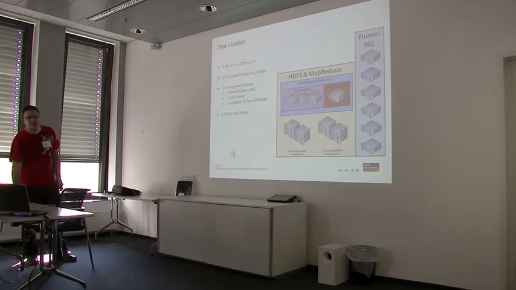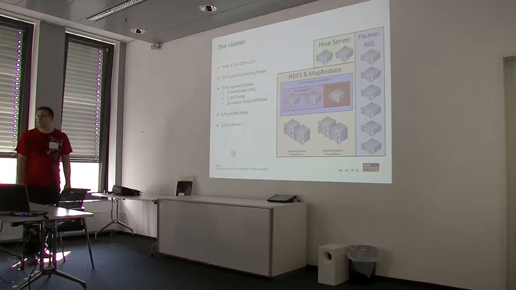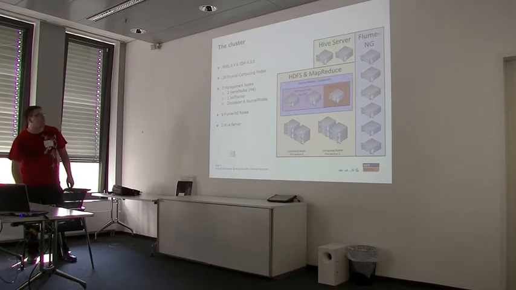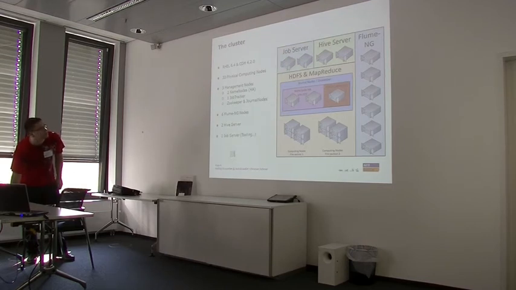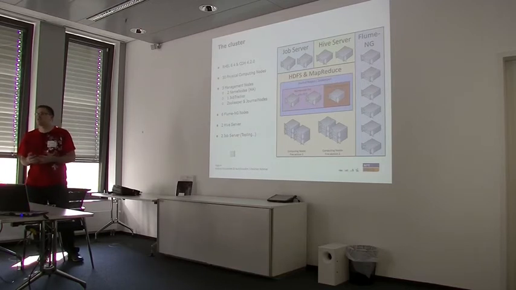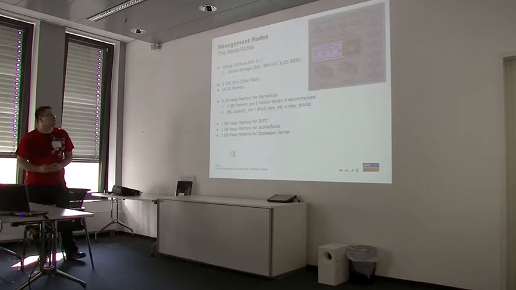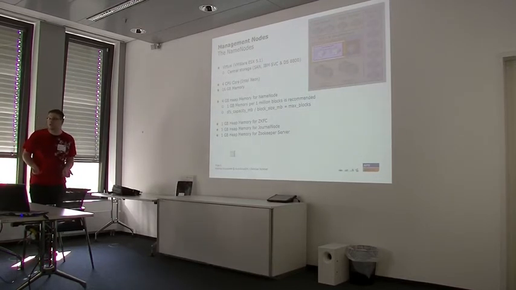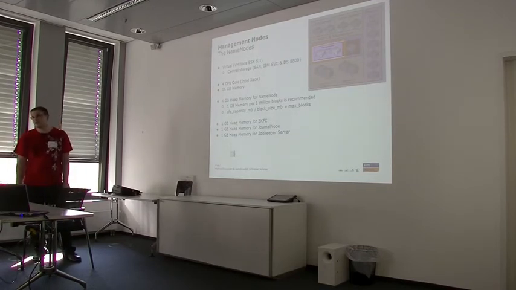We have Hive servers to make Hive accessible to applications with ODBC. And we have job servers. Job servers are servers for tooling. We use them to be able to run cron jobs and even more. So let's talk about the name nodes. Name nodes, again, are fully virtualized. Currently, our name nodes are running with 4 CPU cores and 16 gigabytes of memory.